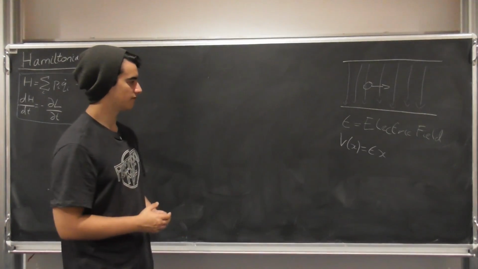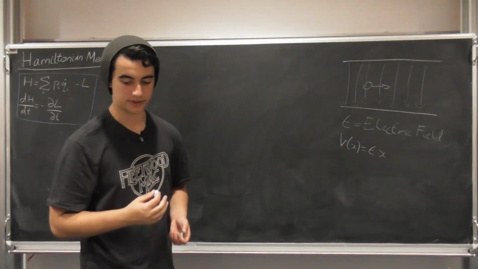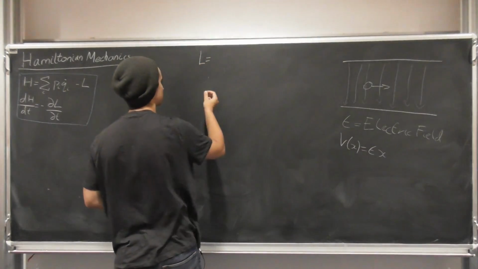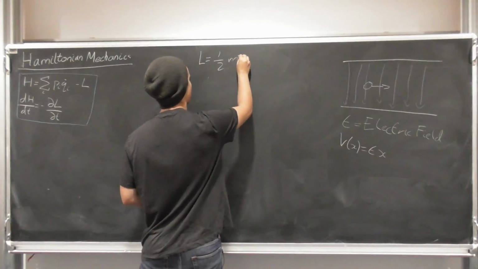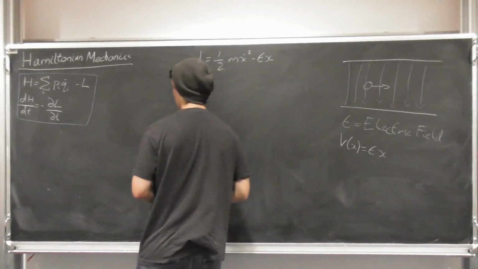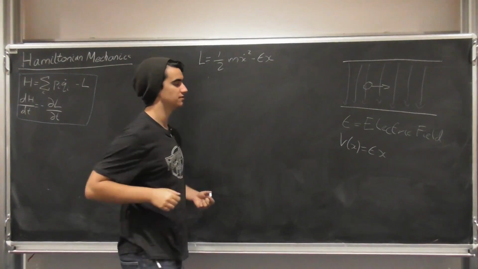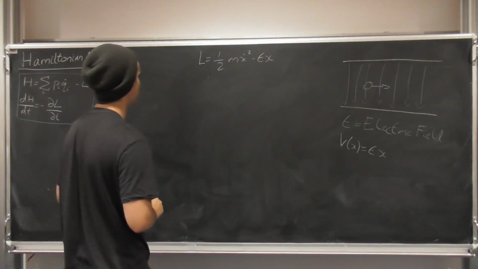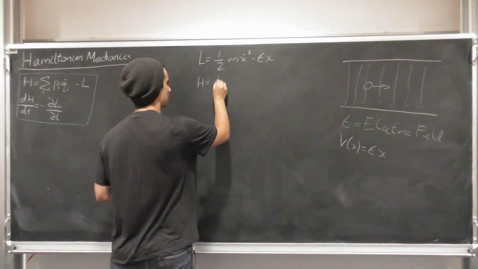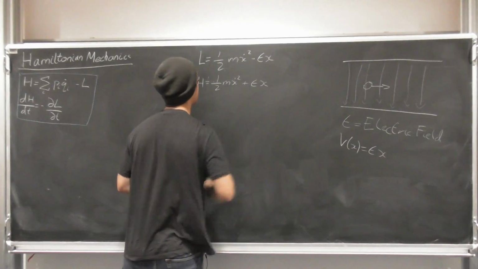All right, so now that we have our potential energy and we have our kinetic energy being just a half m x dot squared, we can write this out as an example. So let's have our L equal to 1/2 m x dot squared minus epsilon times x. Okay, so now if epsilon is constant, so if the capacitor is fully charged, then we'll have that the Hamiltonian H is equal to a half m x dot squared plus epsilon times x.